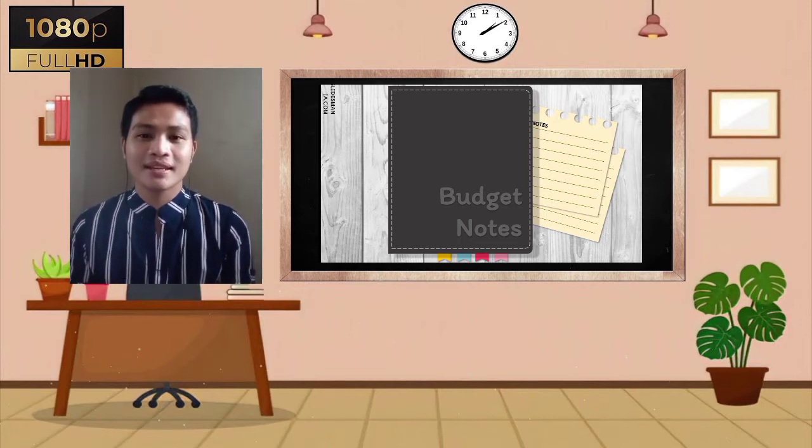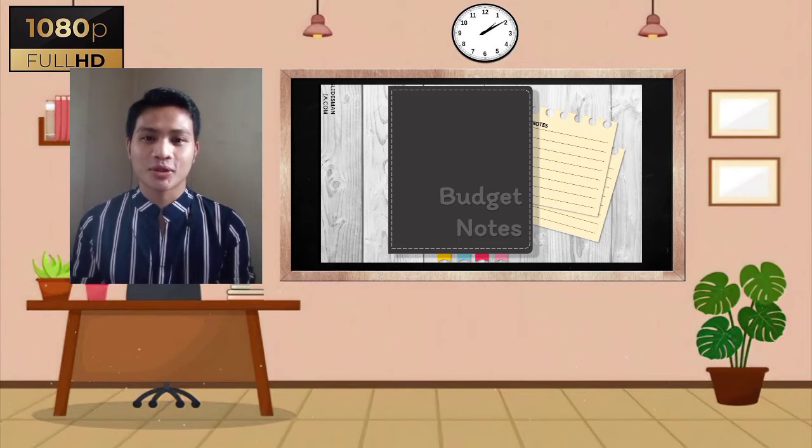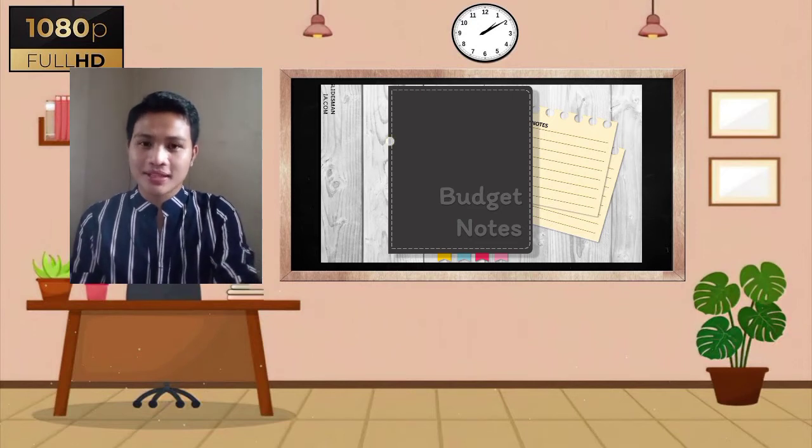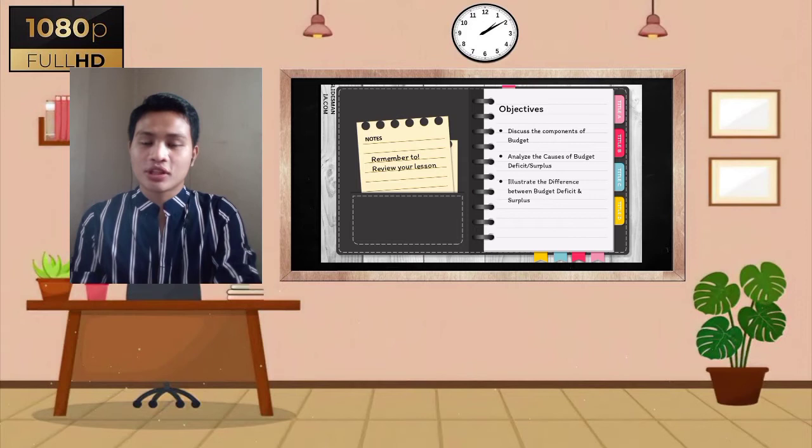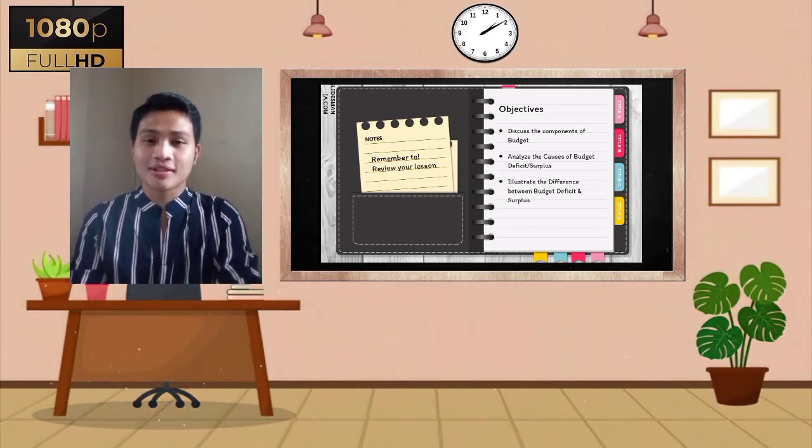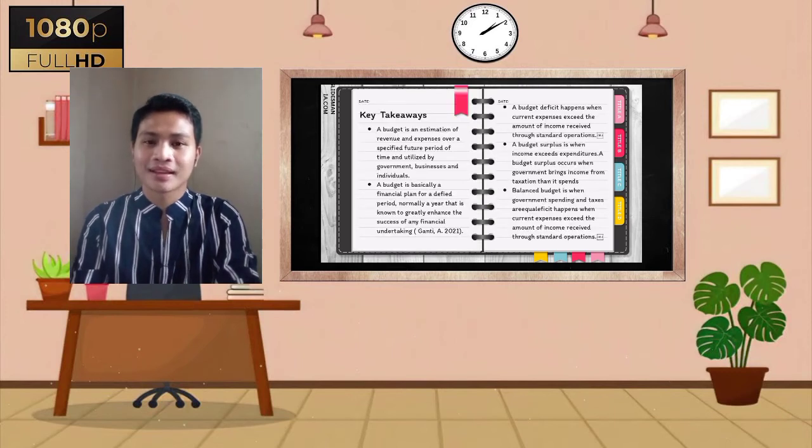So, our topic for today is all about budget deficit and surplus. But before we move on to that, let us first go through the objectives of our class discussion today. First is to discuss the components of budget deficit and surplus, analyze the causes of budget deficit and surplus, and illustrate the differences between budget deficit and surplus. Our outline of the study is to discuss the components of budget deficit and surplus, the causes of budget deficit and surplus, and lastly, the assessment.